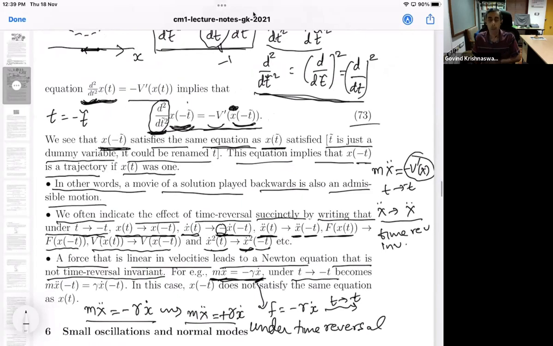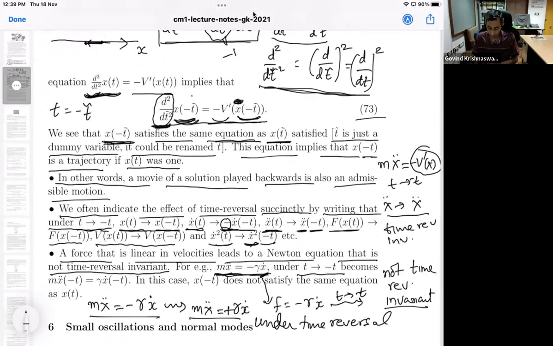What this means is that in general, if x of t is a solution of this equation, then x of minus t will not in general be a solution of the same equation. A movie of a solution played backwards is not an admissible motion in this case. I will say more about this after you do the homework. But any question about this so far?